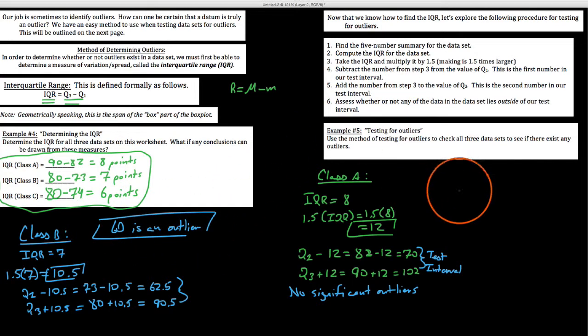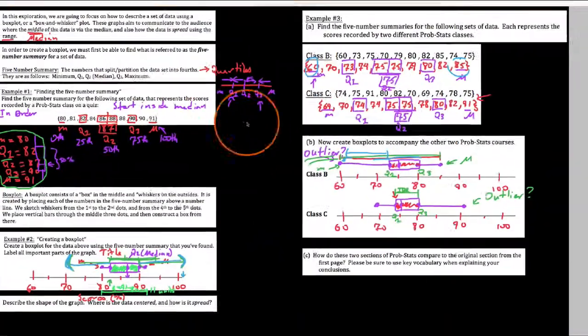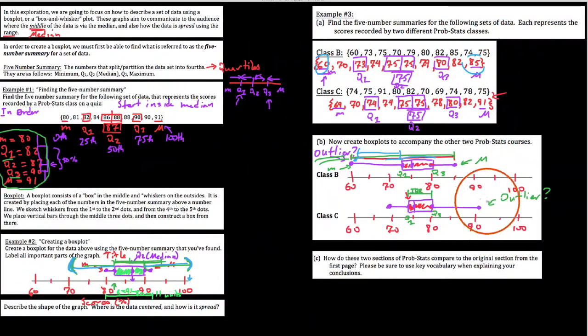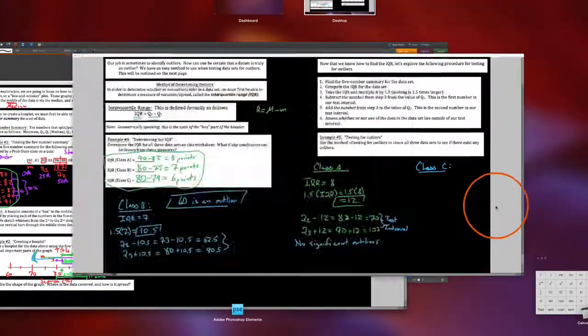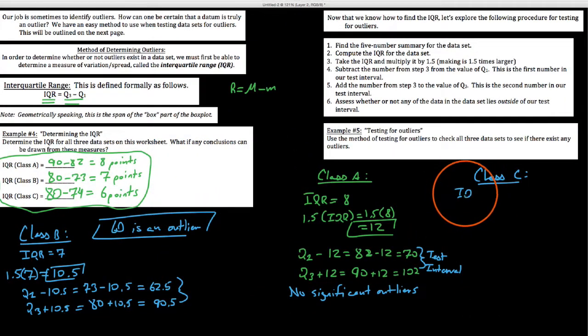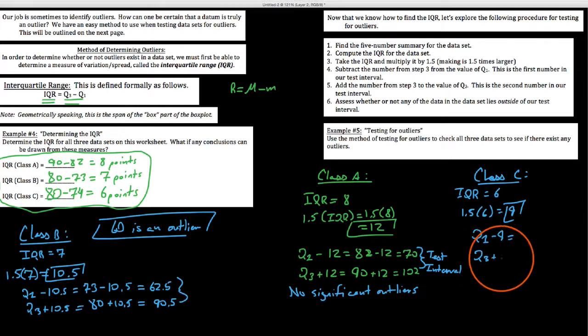And then last but not least, Class C. Was that person that got the highest score on this quiz, that didn't match everybody else's, this 91 all over here, an outlier? Again, let's take our IQR. In this case, the IQR is 6. 1.5 times 6, we'll inflate it to 1.5 times its original size, is 9. Then we take Q1 minus 9, and Q3 plus 9.